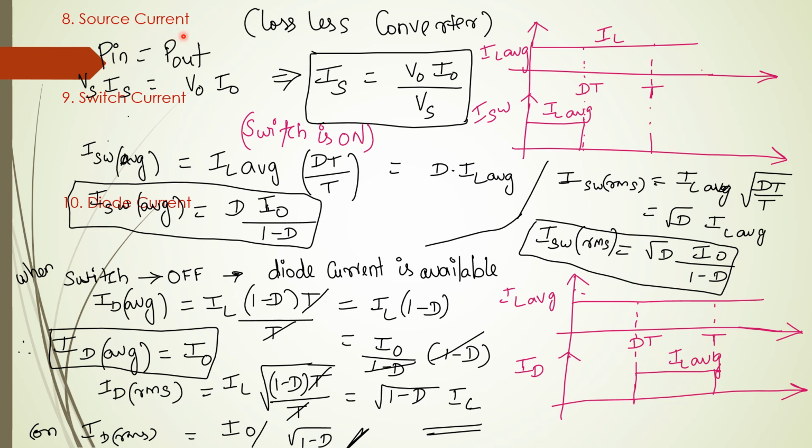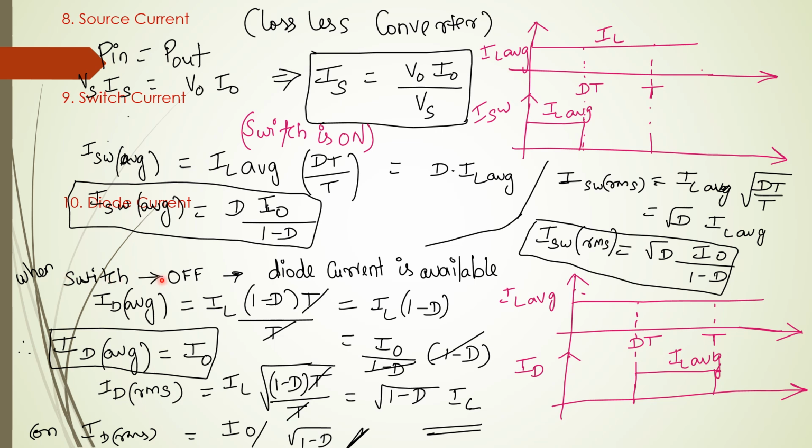Next is the source current. We know the input power is equal to the output power, so Vs Is equal to V0 I0, and hence Is equal to V0 I0 by Vs. Switch current is ISW average, equal to the integral over D T by T. When the switch is on, this is the condition, so it is D into IL average. So ISW average is equal to D into I0 by (1 minus D).